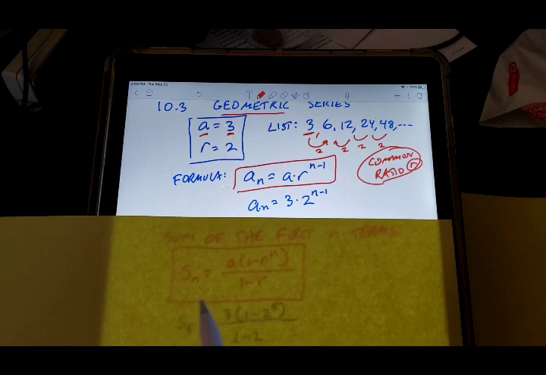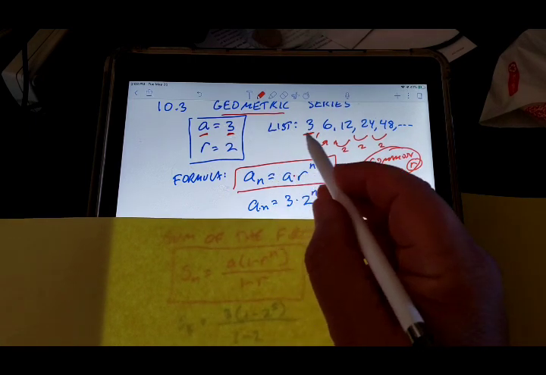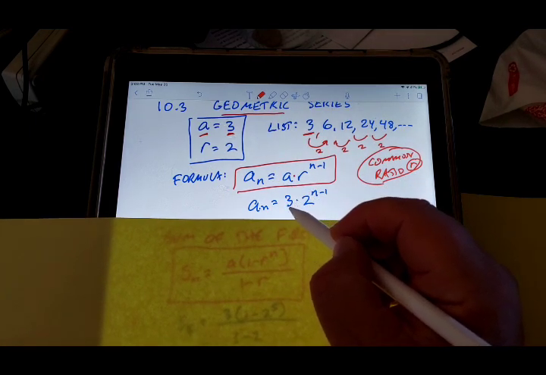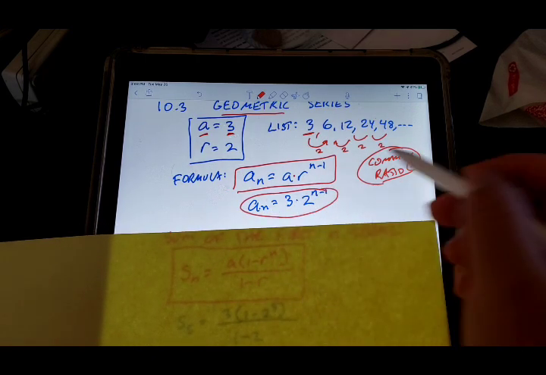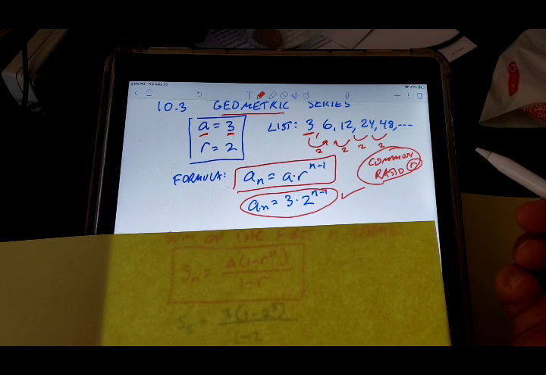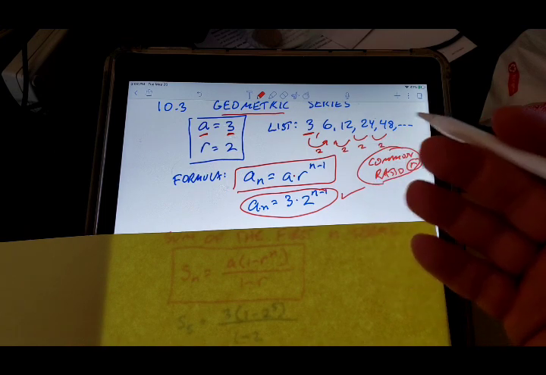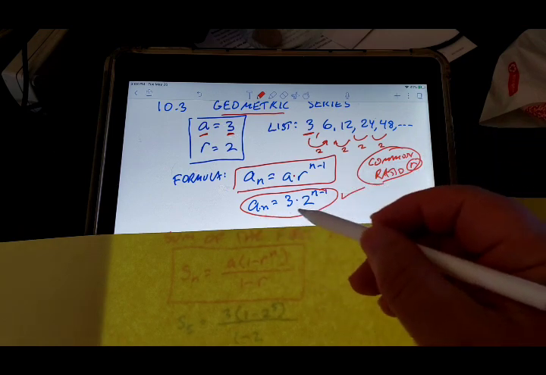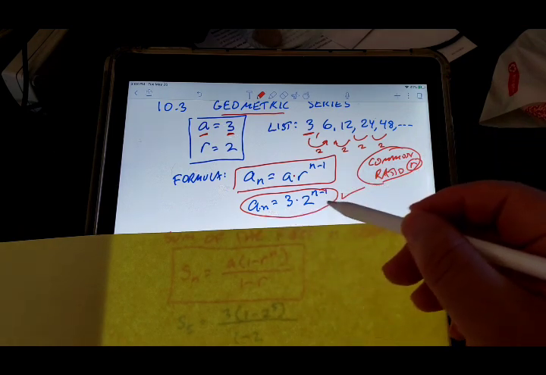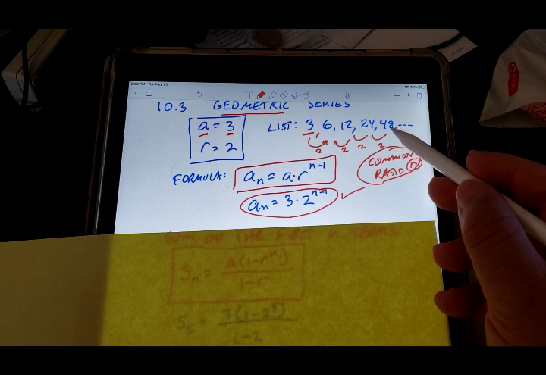So if I just substitute those in, a is the first term, r is 2. That would be the answer. And you could leave that as the answer. There's nothing wrong with that, you don't need to try to simplify it or work with it. That's the answer.